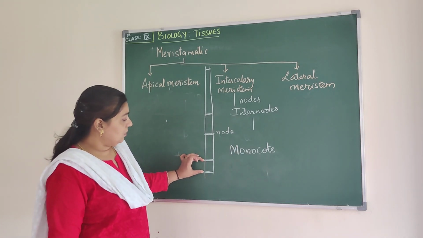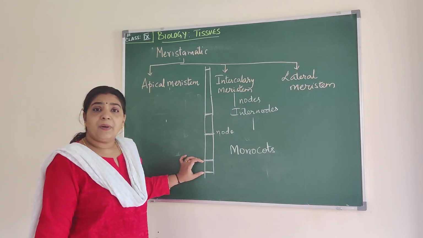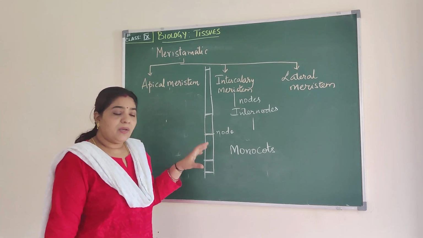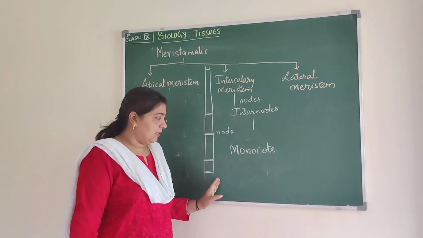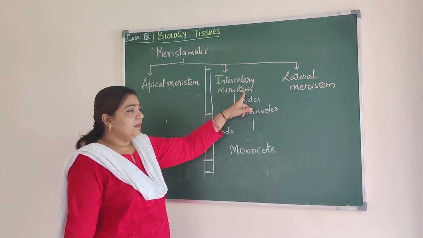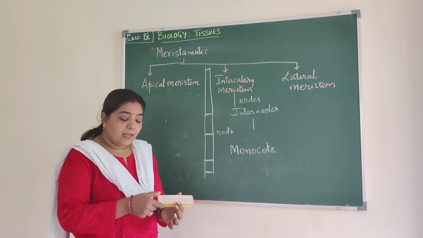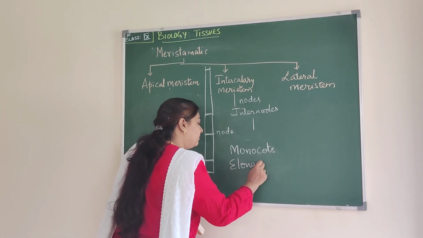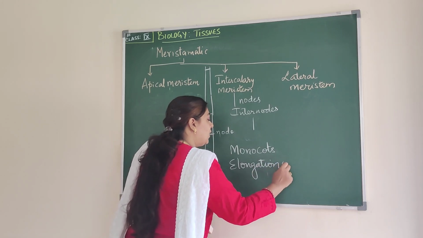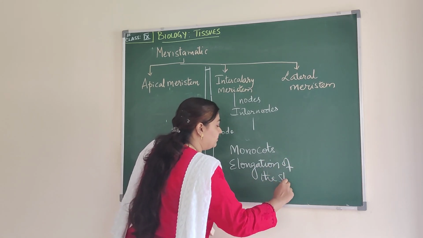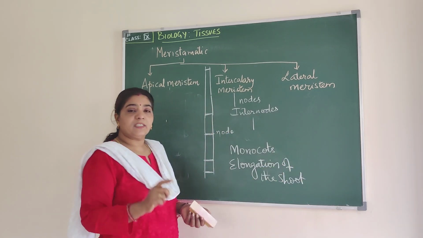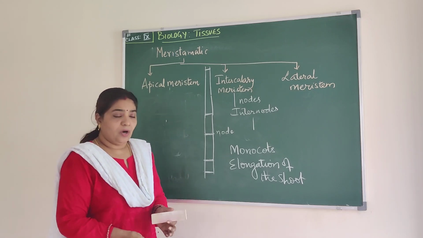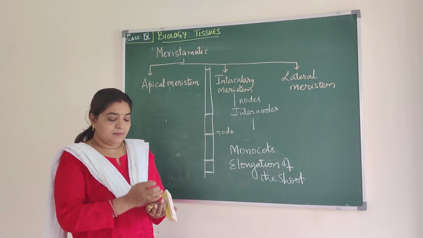Have you tried to eat this part? This part will be difficult to eat, whereas this will be juicier. So what is really happening here is, in monocots, the intercalary meristem will help in elongation of the stem. It will help in elongation of the shoot or the stem. So that's the function of intercalary meristem. They help in the shoot elongation. That's why we see the markings there.